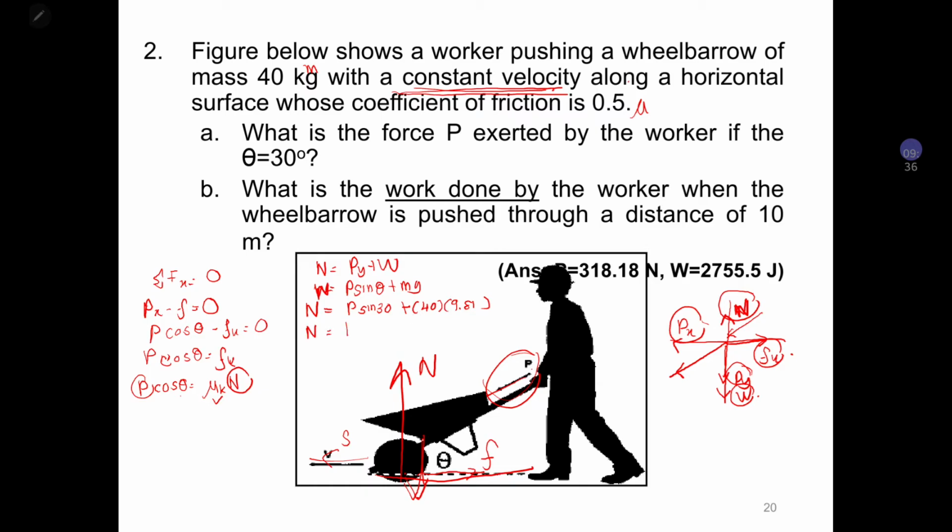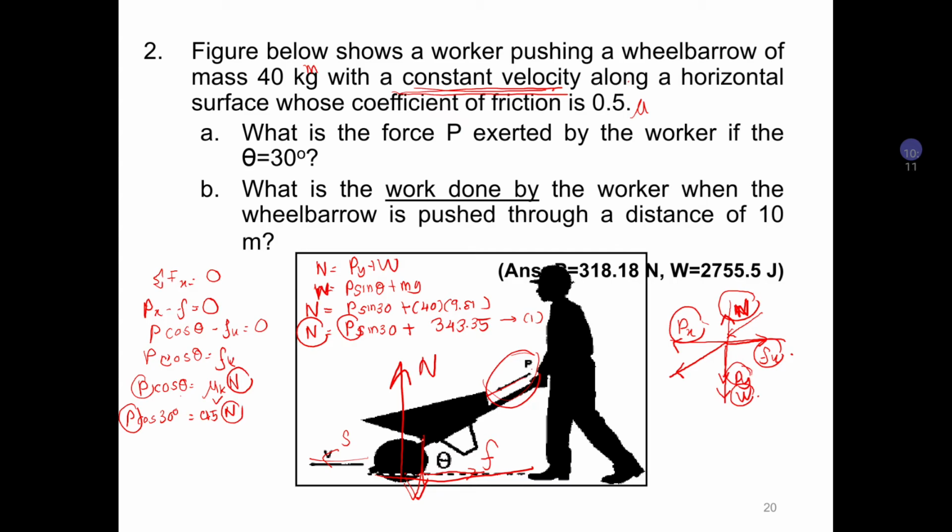So N sama dengan P sin 30 tambah 9.81 darab 40, akan dapat 343.35. Okay, so ini akan jadi satu equation. So yang ni tadi P cos 30 sama dengan 0.5 darab N. Okay. So, apa perkara kita tak tahu? Ada dua benda kita tak tahu, P dan N. So, kita boleh buat simultaneous equation.